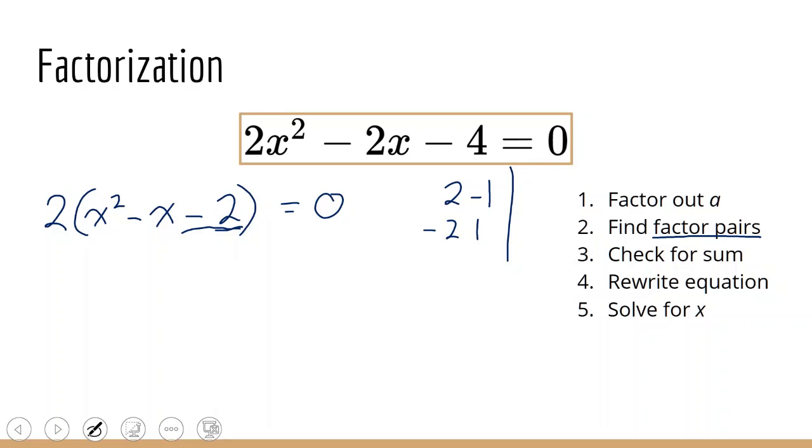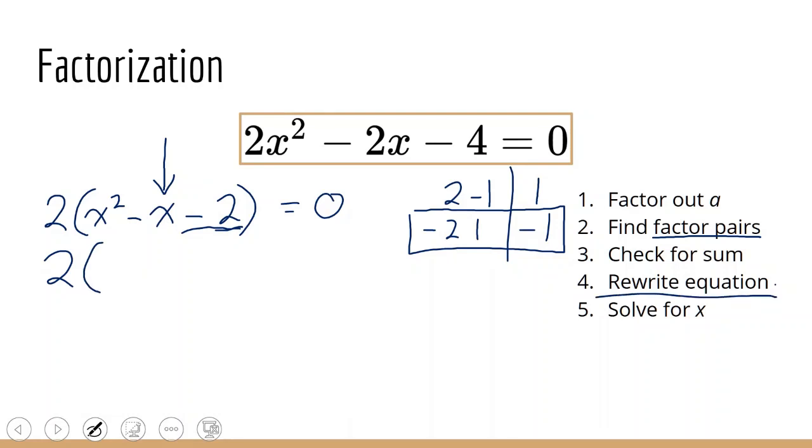If we check the sums of these, we would get 2 minus 1 is 1, and minus 2 plus 1 is minus 1. With this sum, I'm going to then compare it to the coefficient of x. The coefficient of x here is just minus 1, which means the factor pair we'll need for this factorization is minus 2 and 1. With these factor pairs, we're going to rewrite the equation over here. And so I'm going to take x minus 2, which is our first factor, and x plus 1, which is our second factor.